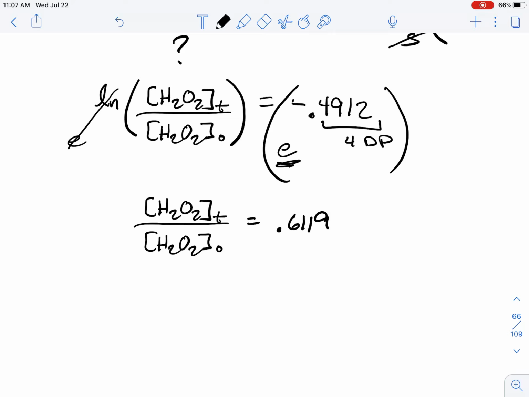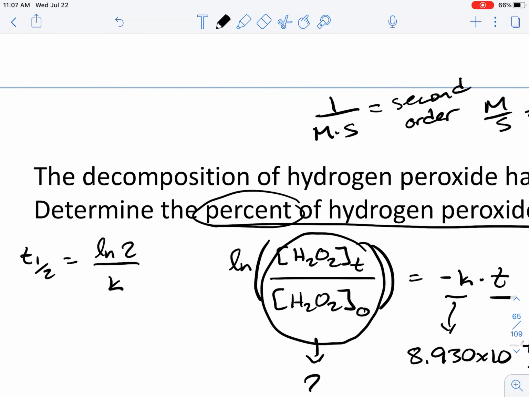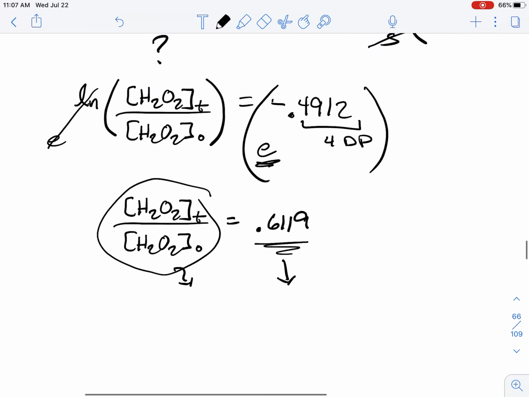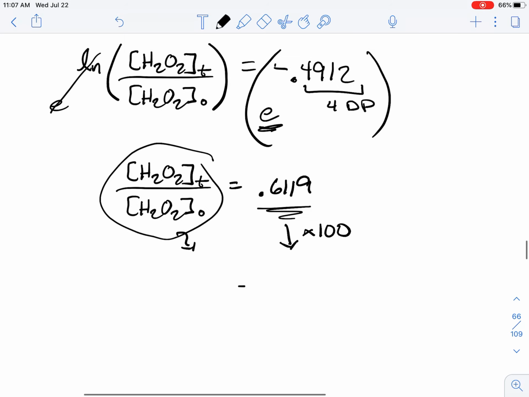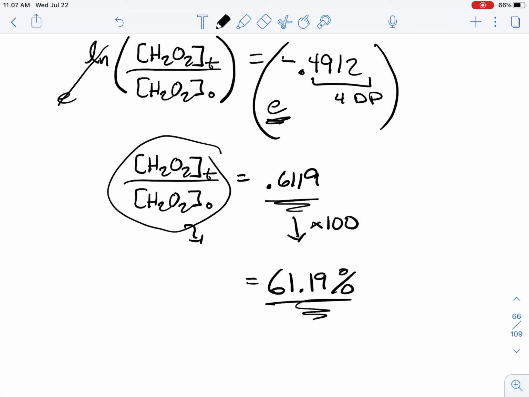And so when you're solving for the ratio of hydrogen peroxide, this is representing the percent, or sorry, let me take a step back here. The question is asking the percent of hydrogen peroxide. The answer that we have right now is not a percent, it's expressed as a decimal. To express this as a percent, we're going to multiply by 100. So really the answer is going to be 61.19%. This answer is actually not the final answer. It's just going to get us one step closer.